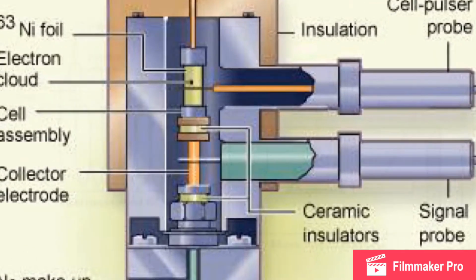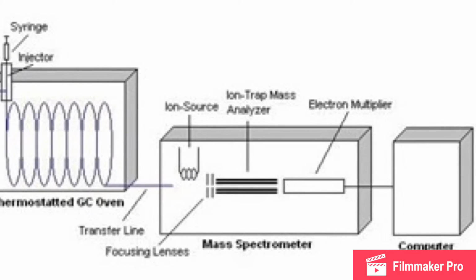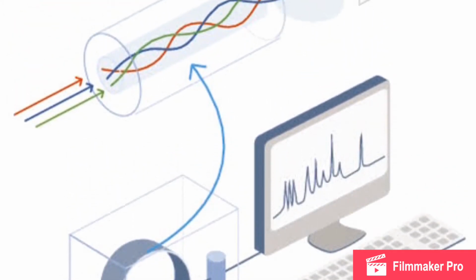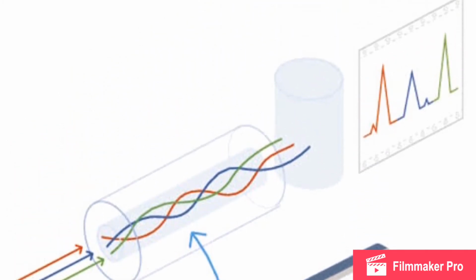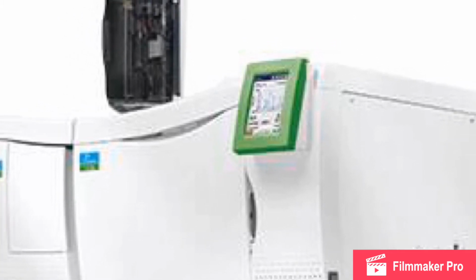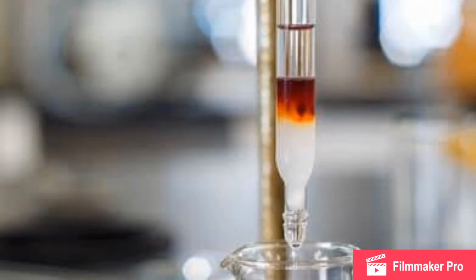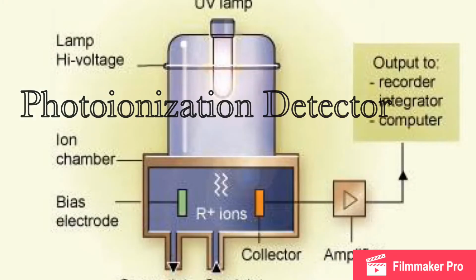The next type of detector is the mass spectrometry detector, which is one of the most powerful detectors in gas chromatography. The GC-MS instrument is made up of two parts. The gas chromatography portion separates the chemical mixture into pulses of pure chemicals, and the mass spectrometer identifies and quantifies the chemicals. Other gas chromatography detectors are the following: the electrolytic conductivity or Hall detector and the photoionization detector.